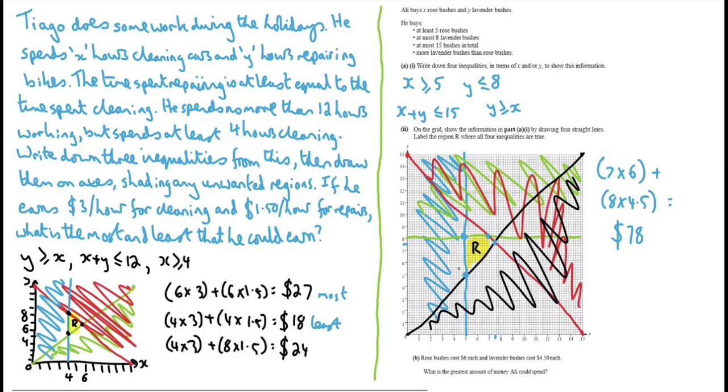We could check with the other points if we wanted to as well, so at 5 and 5 and 5 and 8, but in both cases those are indeed going to get you less money. Therefore, that is the greatest. It is still on a corner, and more importantly this time, it's a whole number of each kind of bush.